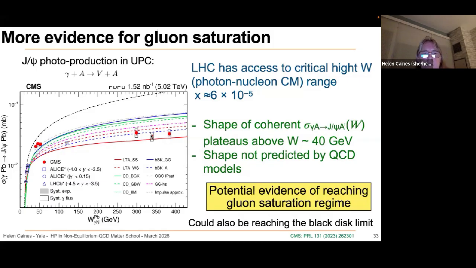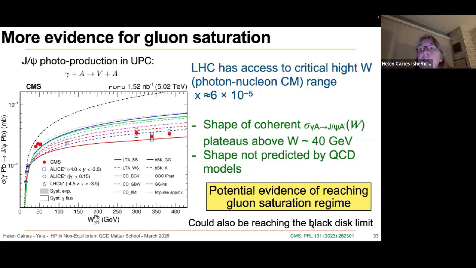The shape is not predicted particularly well by QCD models, and the saturation of the cross section, the plateauing of the yield, the probability that you make a J/psi, is again some evidence that we're reaching the gluon saturation regime. But as I said, for both of them, it's not the only way you can do it. Here you could also just be reaching the so-called black disk limit, where the probability of an interaction basically reaches 1. There's so many gluons there, but it's not because you have saturated the gluon density, you just have a very high one.